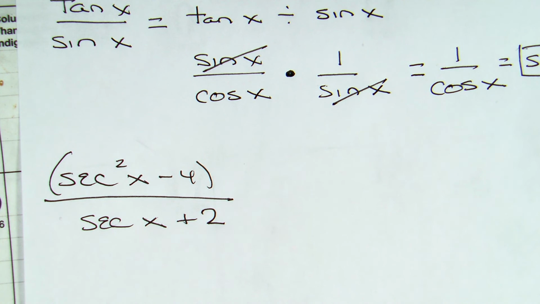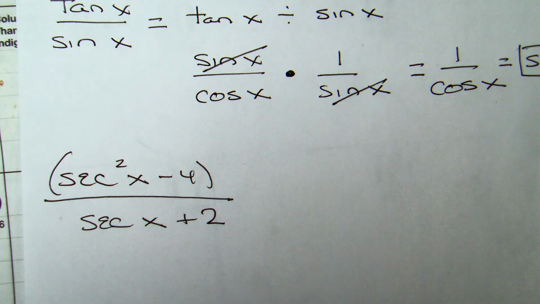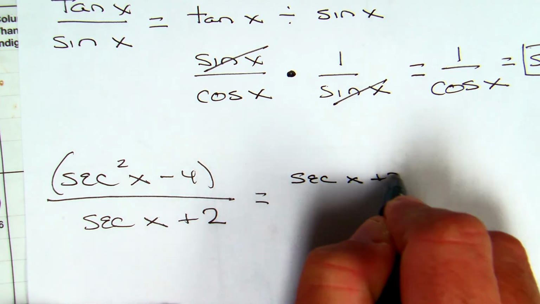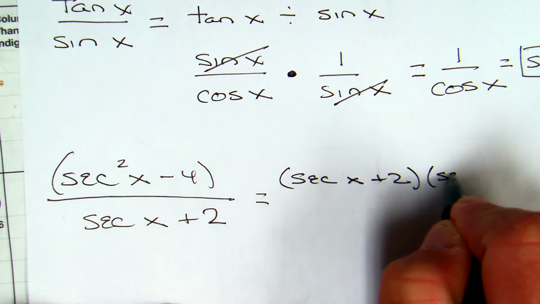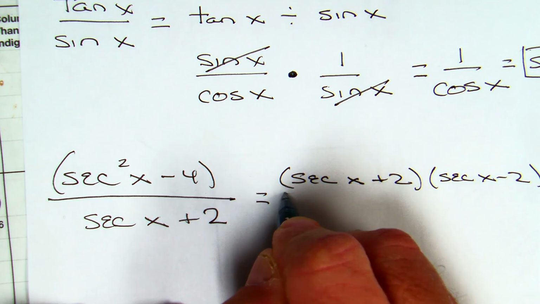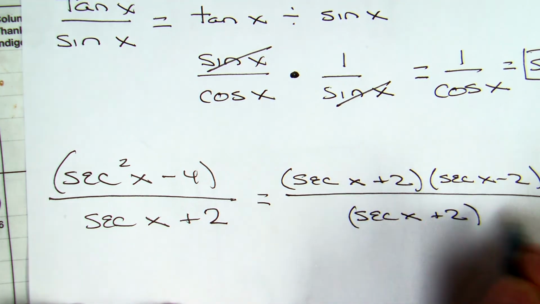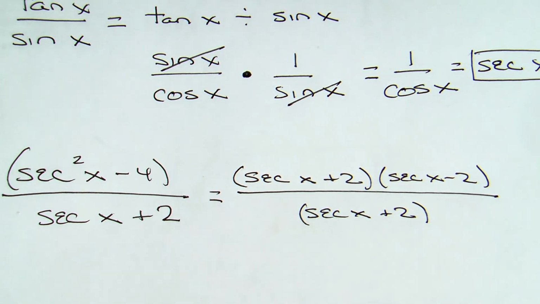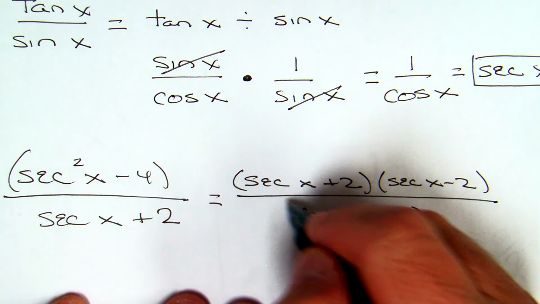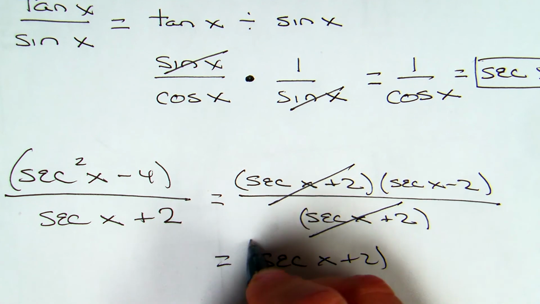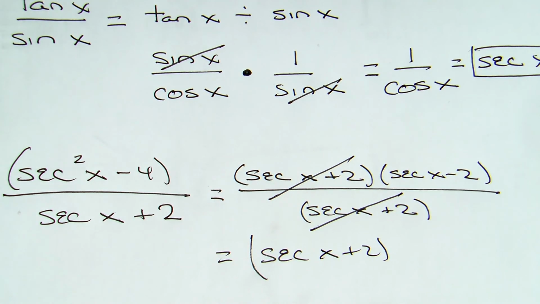Alright? The top, secant squared x minus 4, is a difference of two squares. So it factors into that. And what then do the secant x plus 2 do to each other? Cancel out. And you're left with just secant x plus 2. And you're done. It's simplified, and it's written as not a fraction.